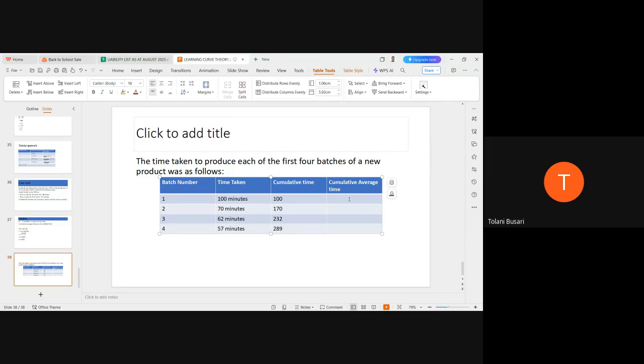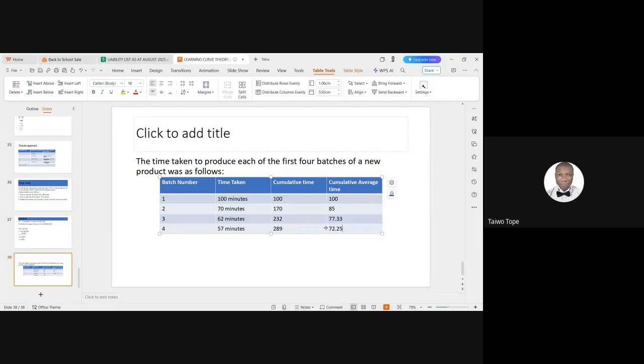100 divided by 1. Fine. 100. Then 170 divided by 2, you have 85. Then 232 divided by 3. We are not using it, but let's just get the value. You have 77.33. Then for this, you have 72.25, or 72.3.